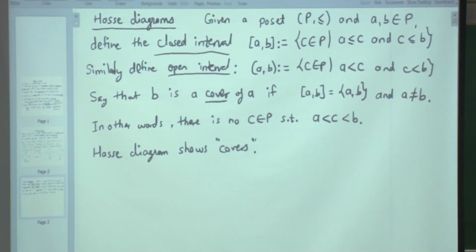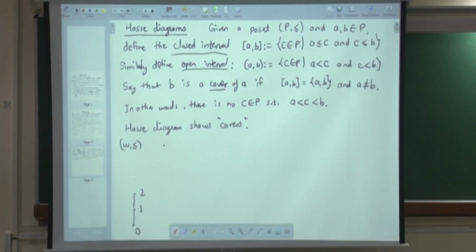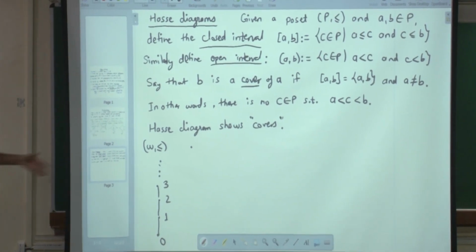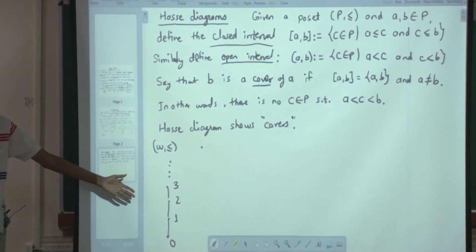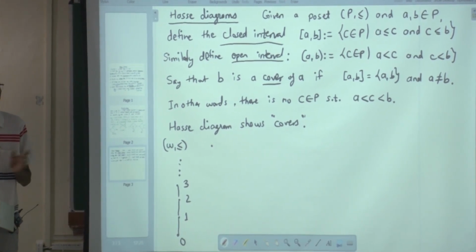That's all. So for example, I can write down omega with the less-equal order, I am using this notation, then I can write it down. How? I will write 0, then 1, then 2, then 3 and so on. This is a Hasse diagram for omega. Can you draw a Hasse diagram for rational numbers?